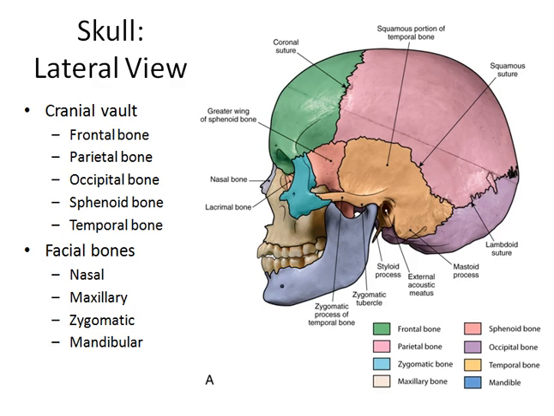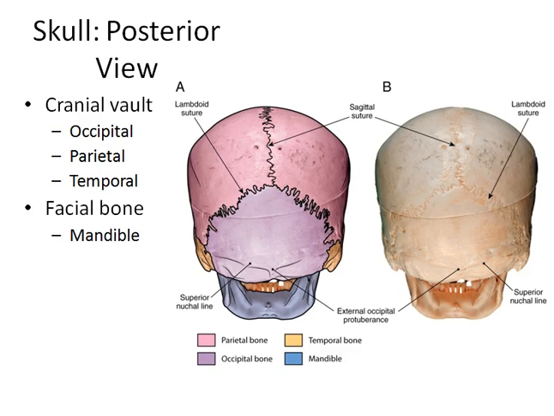This is a lateral view of the skull. Take a look at page 27 of your text and identify the structures listed in this slide. Refer to figure 2-11 on page 29 of your text to identify the structures shown on the posterior view of the skull.